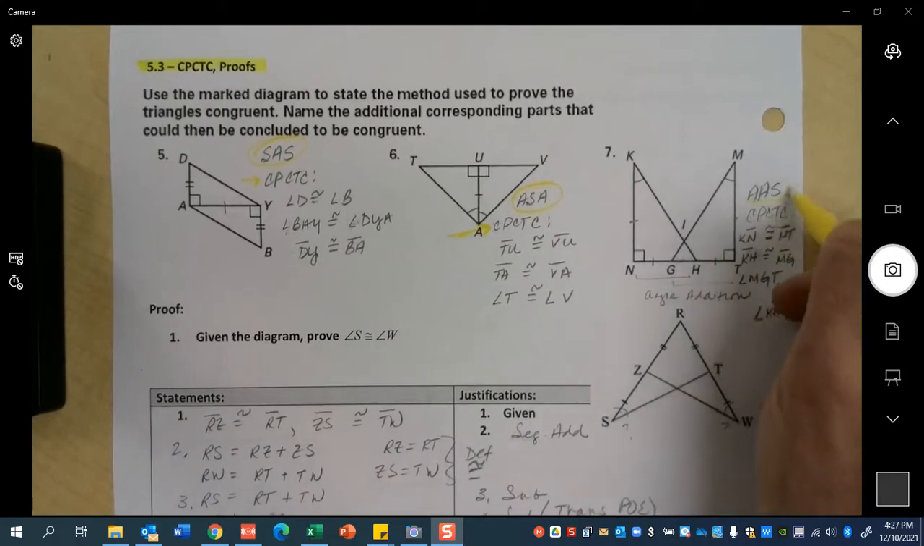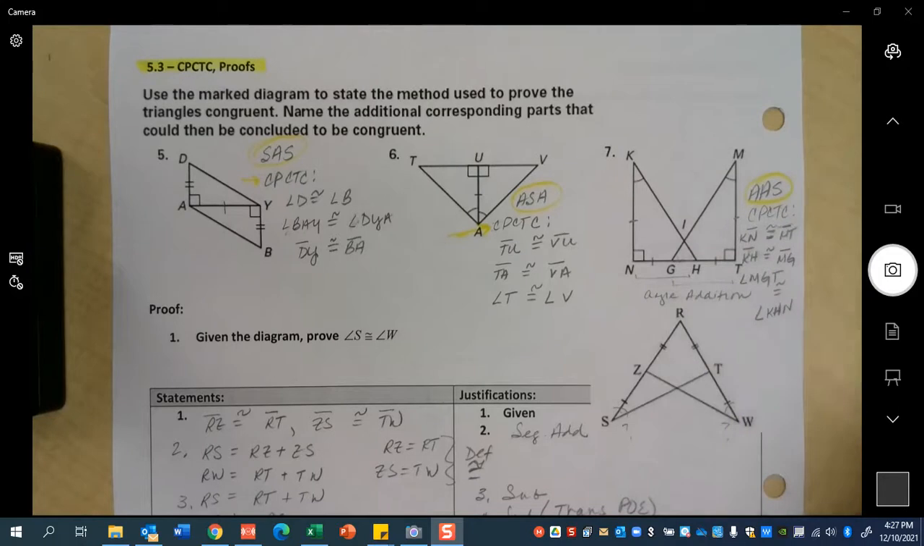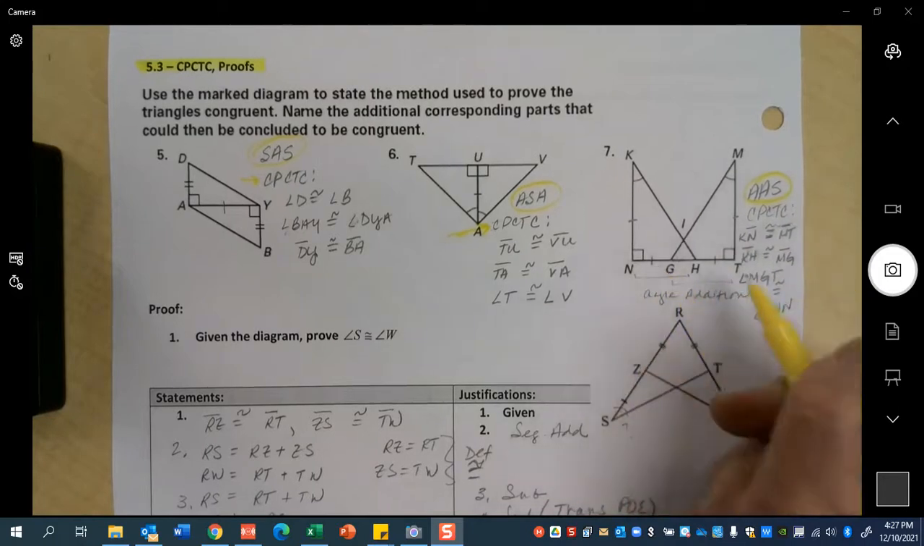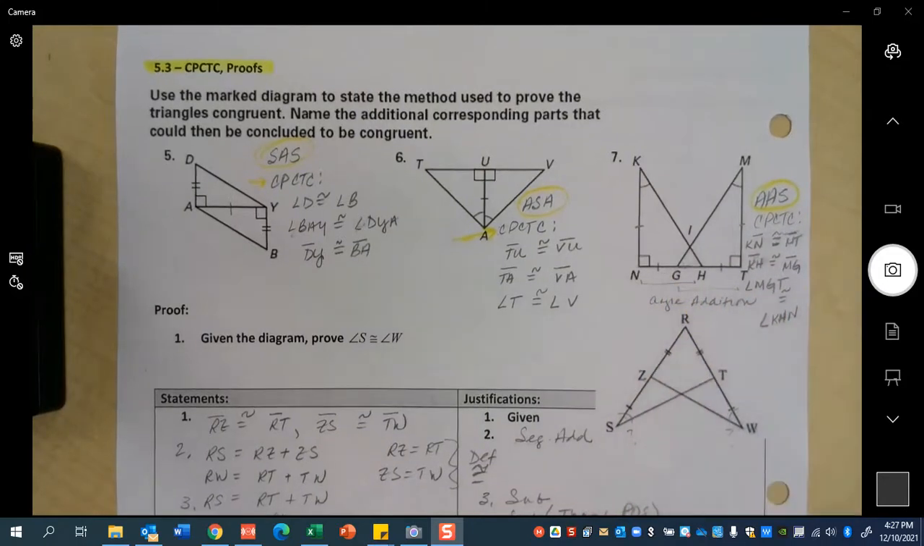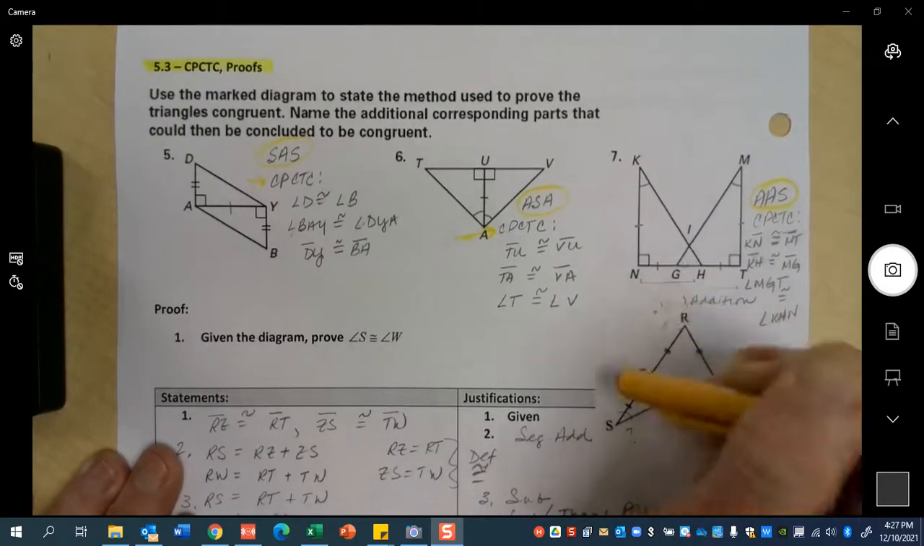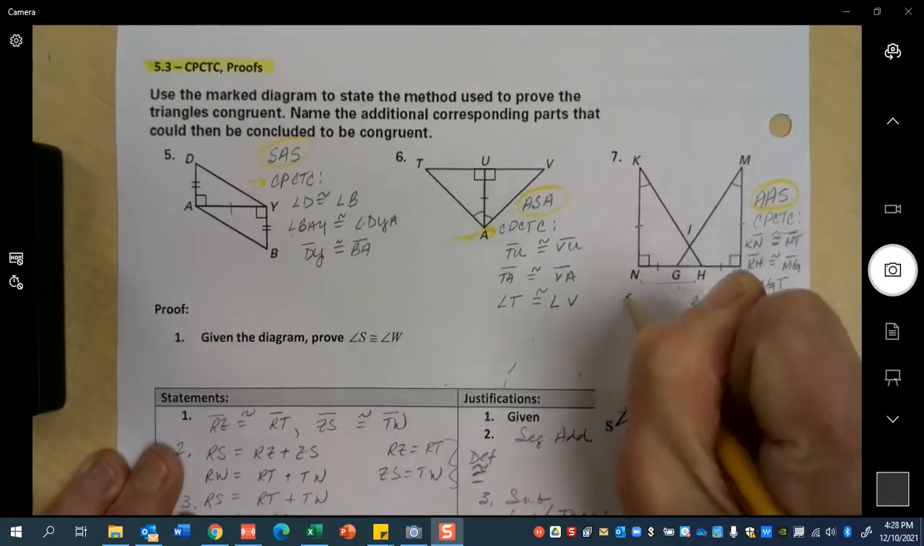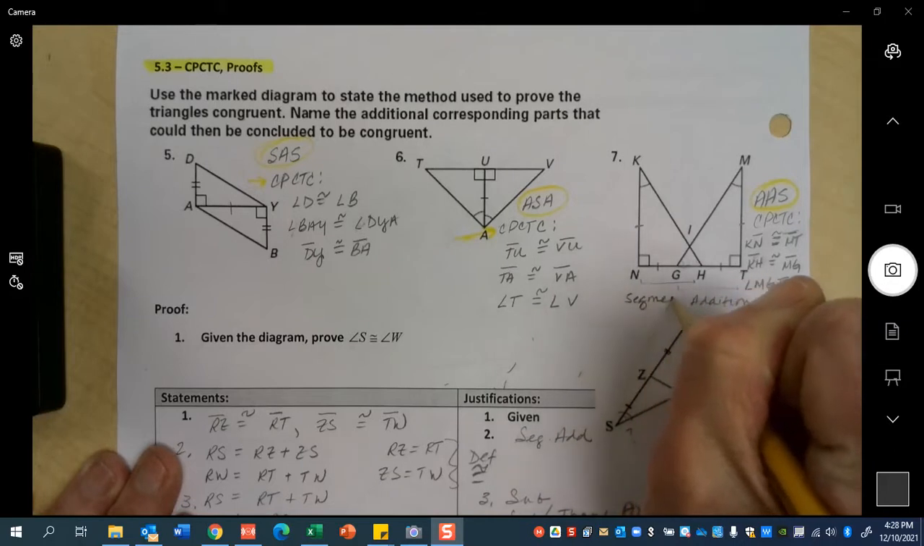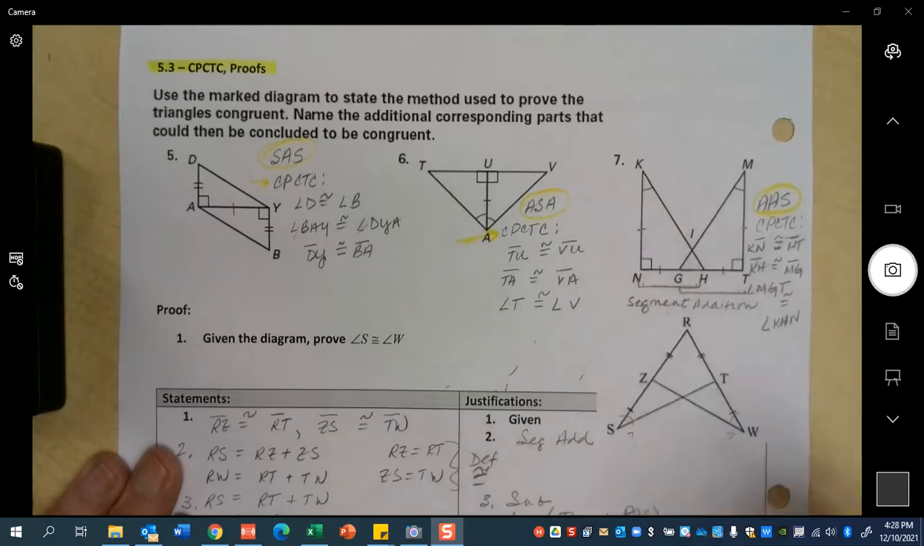Number 7, I can prove the triangles are congruent. Now this one's tricky because it's not angle addition, it's segment. My goodness. My segment addition tells me those are congruent.